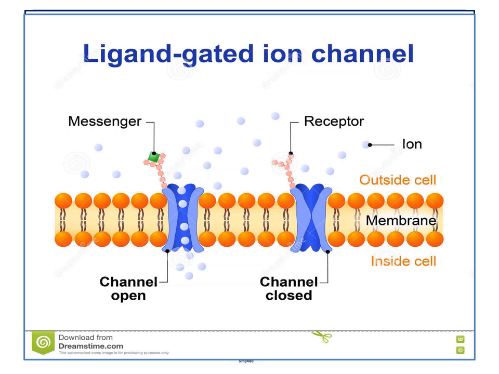This is another picture of the ligand gated ion channel receptors. It's also important to note that another name for the ligand gated ion channel receptors is ionotropic receptors. So in case we don't want to call it ligand gated ion channel, we can call it ionotropic receptors.